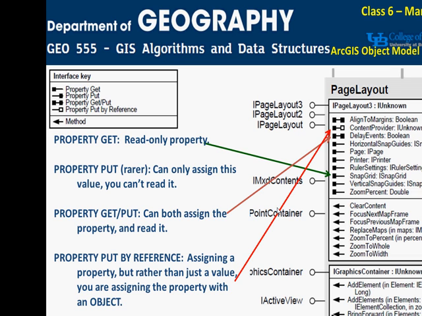And then finally, put by reference. With put by reference, you can assign the value, but it's another object. So we talked about intrinsic variables a month ago or so. Things like numbers are intrinsic variables, names, strings, and numbers. Those are true, false. Those would be filled in circle. Put by reference means instead of assigning an intrinsic variable, you're assigning another object.